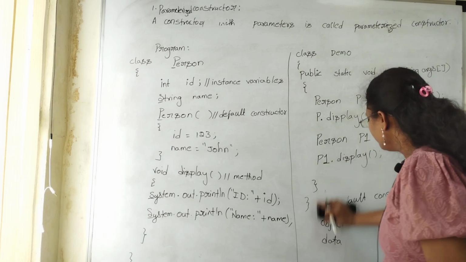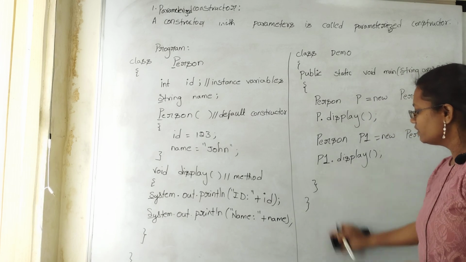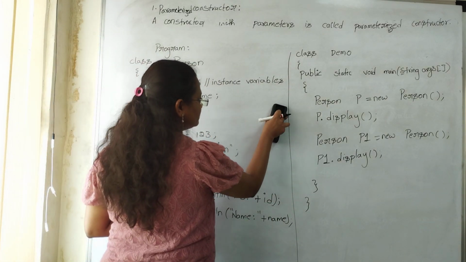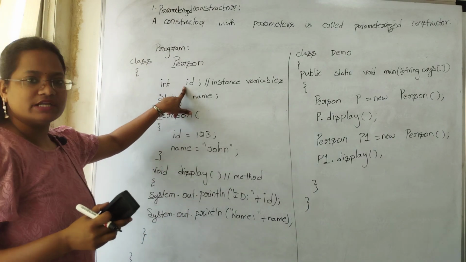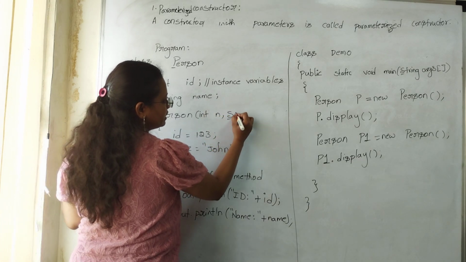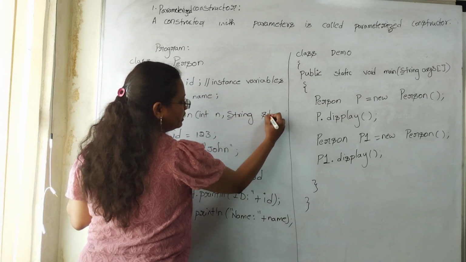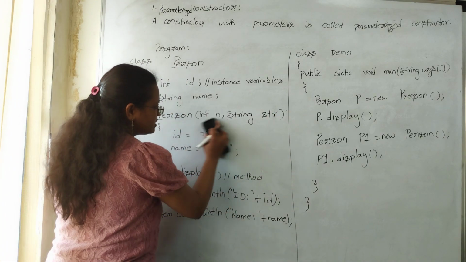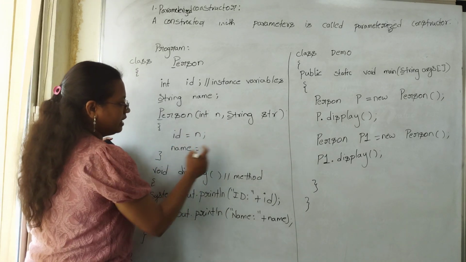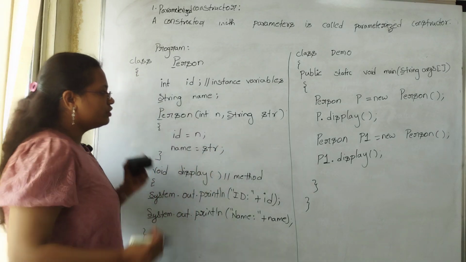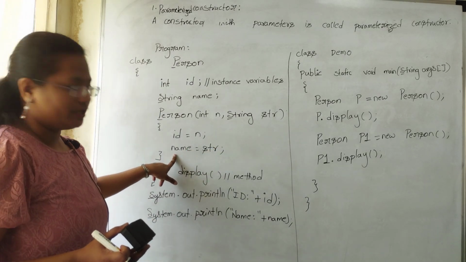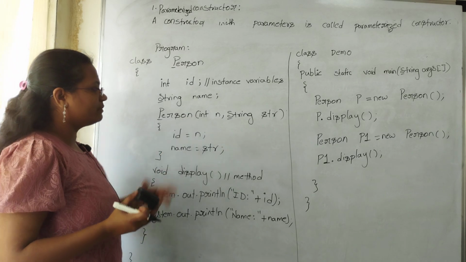Now we can see, with the same program, how we can implement a parameterized constructor. In the same program, you are initializing the instance variables id and name. Here you need to take int n and String str, and don't assign any values here. id is equal to n and name is equal to str. So you are storing the n value into the id variable and str into the name variable.